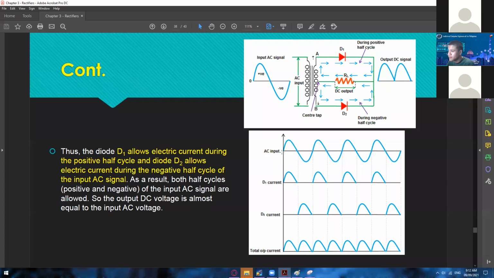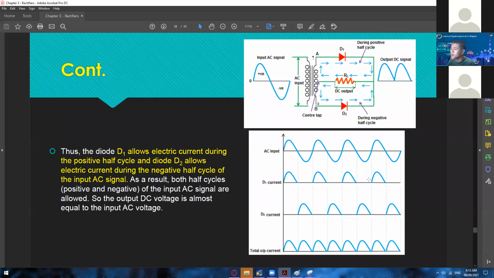If we have this AC input, we have this D1 current: positive, 0, positive, 0, positive, 0, positive, 0. And for the D2 current, we have 0, negative, 0, negative, 0, negative, and so on and so forth. If you combine them, of course, you will have a full wave waveform: positive, negative, positive, negative, positive, negative, and so on and so forth.